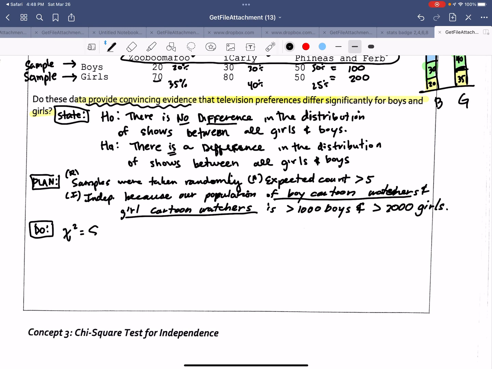Our chi-squared value: we're going to let the calculator do most of this work. Our calculator will give us a value. It will give us a degree of freedom: rows minus 1 times columns minus 1, multiply that.